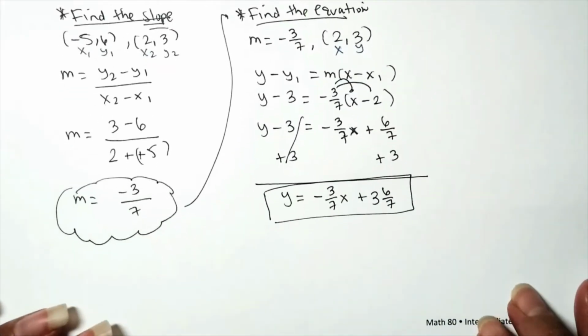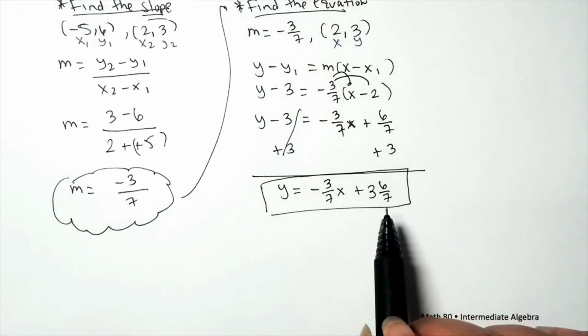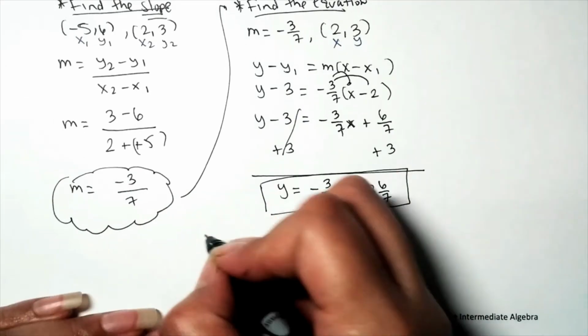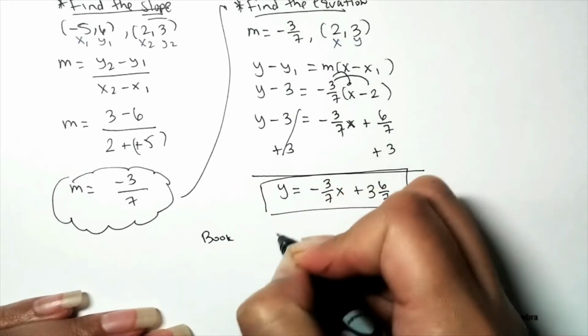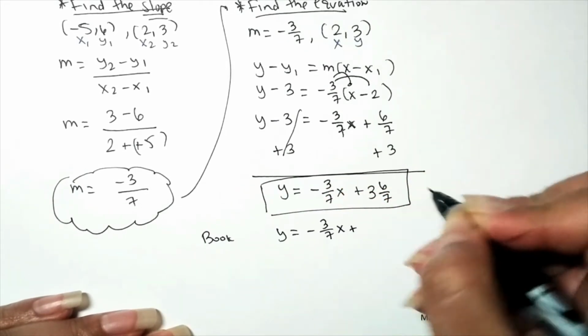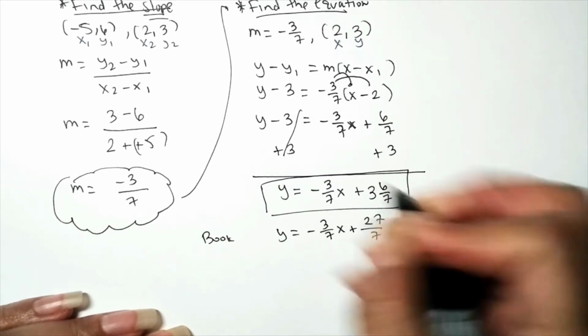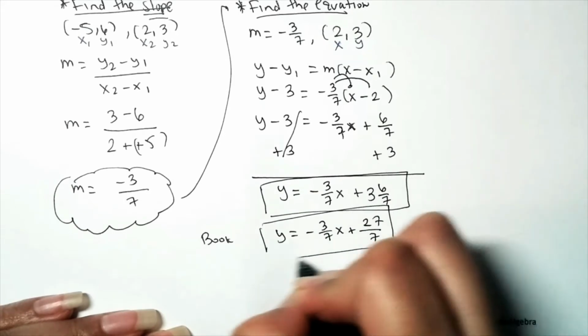Okay, if I can read the book's mind, I'm almost positive that they don't put a mixed number because it looks kind of weird. So the book may write the mixed number as an improper fraction. Who has a calculator? That's going to be 21 plus 6. I think it's 27. Don't quote me on that. Email me if I made a mistake.